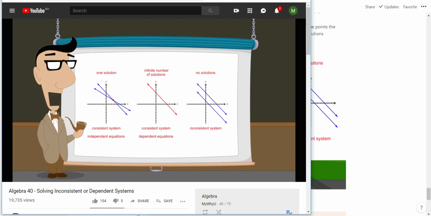In the last lecture, we saw that the type of solutions we should expect can be determined when the equations of the system are written in slope-intercept form. In this lecture, we will see how to interpret the results we get when solving the system to tell if the system has one solution, an infinite number of solutions, or no solutions.